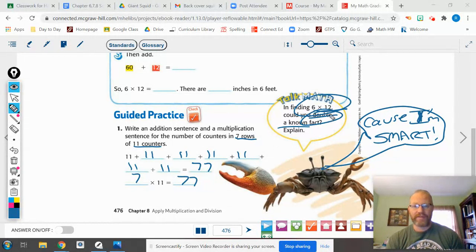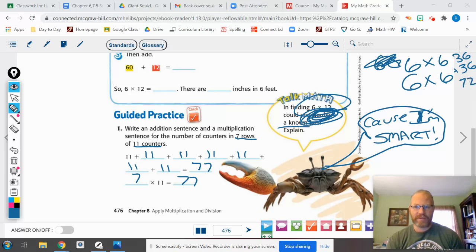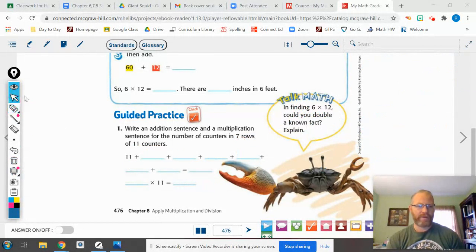So there is a way you can double a known fact. They're talking about double, so that means breaking that in half. Do you know 6 times 6? Because 12 is 2 times 6. So then you can do 6 times 6 twice, which is 36 plus 36, which is 72. So yes, you could double the known fact, or you could break down the 6 into 3s, 3 times 12 plus 3 times 12. So there you go. Sorry, too much scribbling. All right, moving forward.